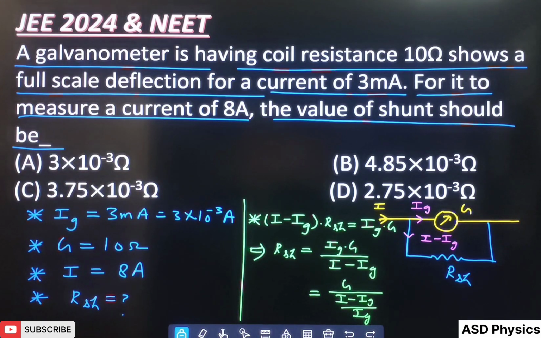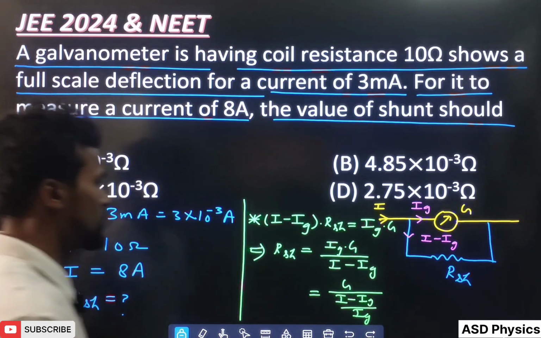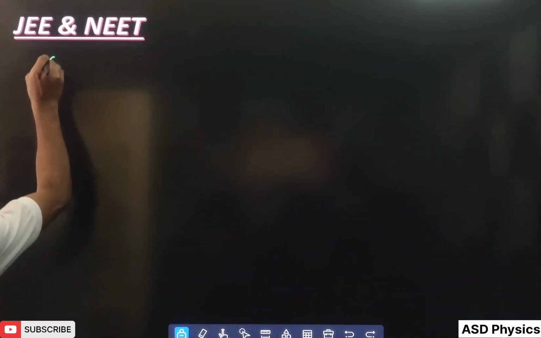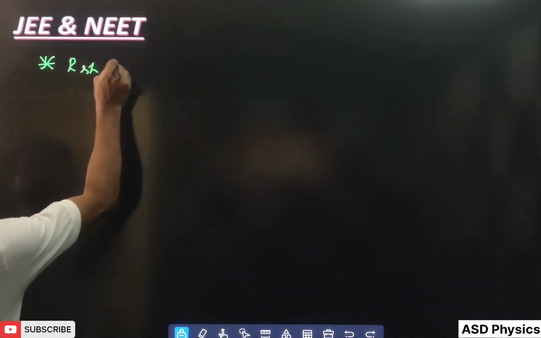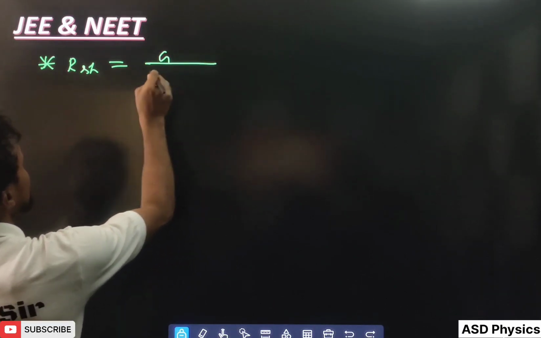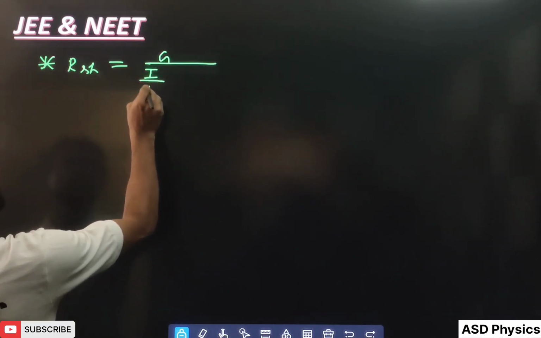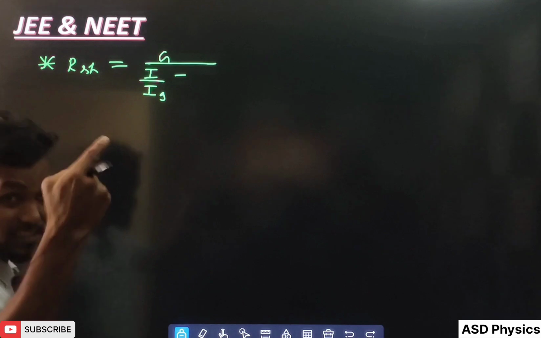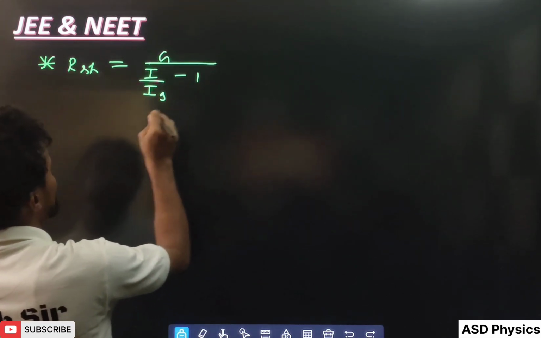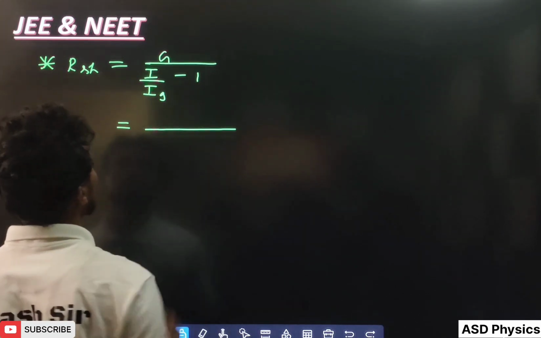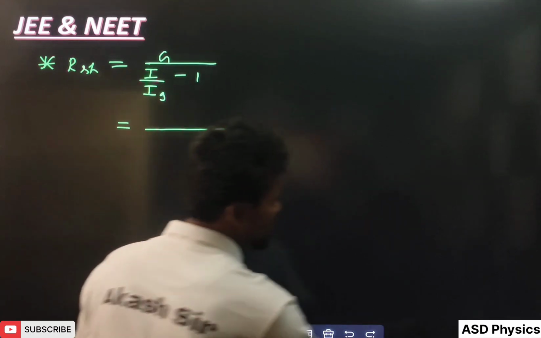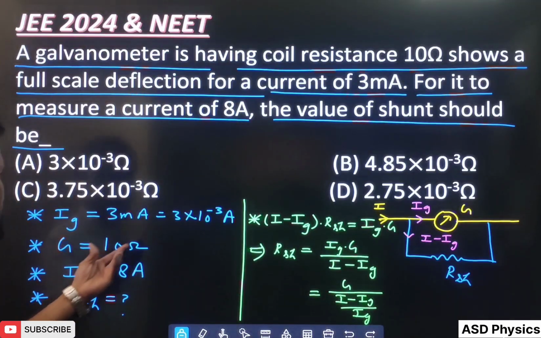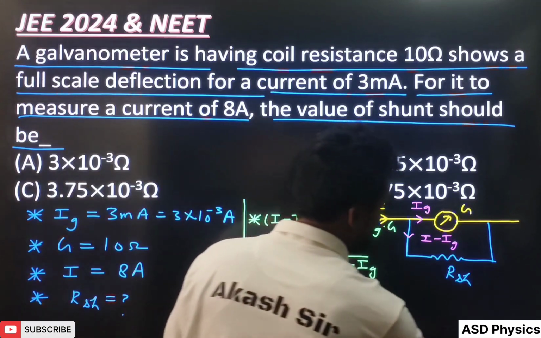We are calculating the shunt resistance, then we will put in all these values. So the value of the shunt becomes G by (I by Ig minus Ig by Ig), that means it becomes G by (I by Ig minus 1). Now we will put in the values. G is given as 10 ohm, Ig is given, and I is given as 8 ampere.